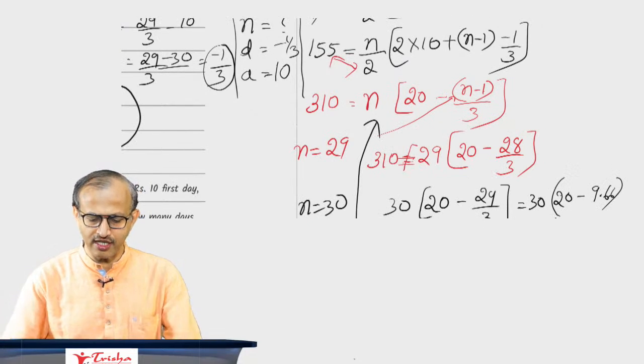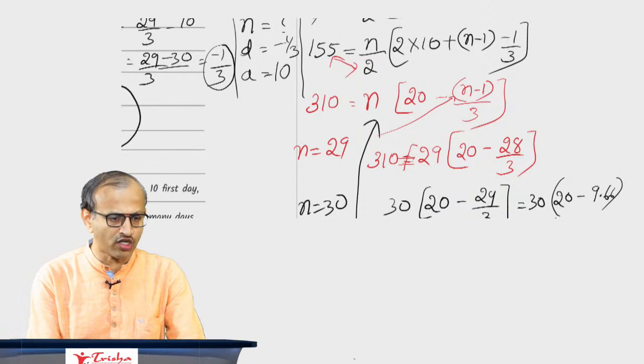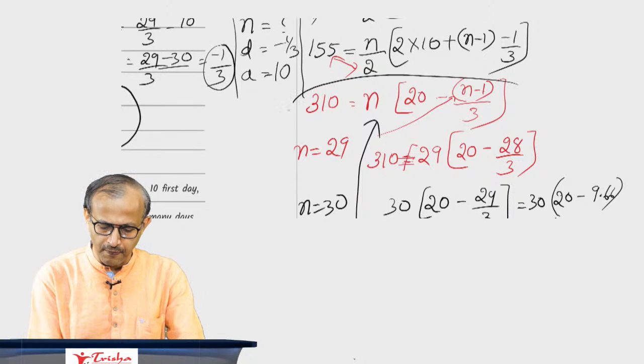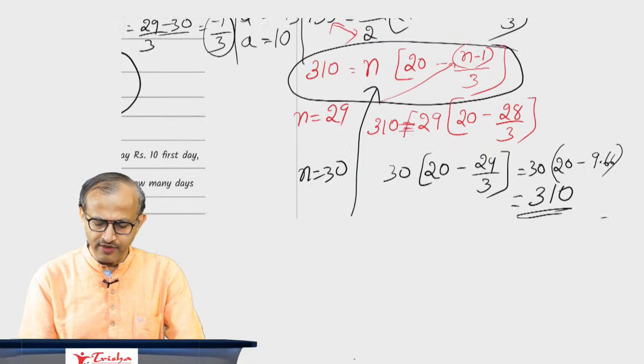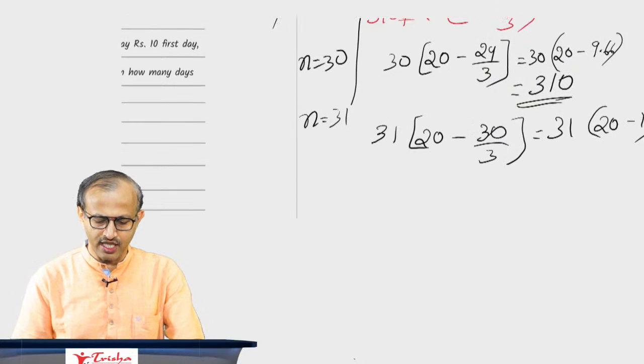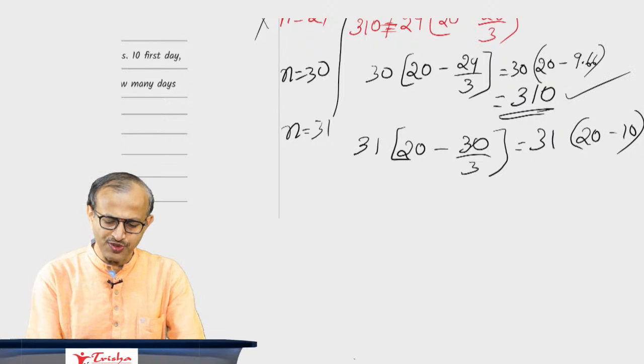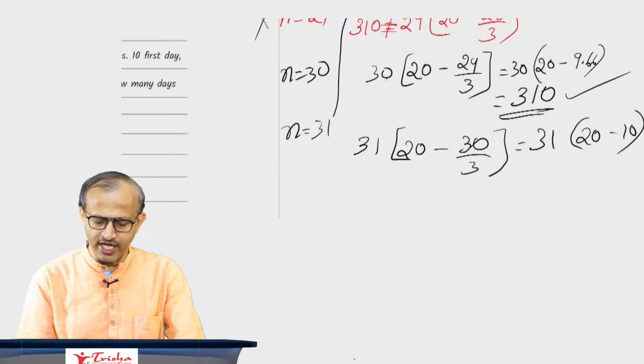I started with Sn is equal to n by 2 into 2a plus (n minus 1) into d. Worked out, we got this step. Tried with 29, we failed. 29 did not work. Tried with 30, it is correct, 310. Just substitute 30: 20 minus 29 by 3, solve it, you will get 310.